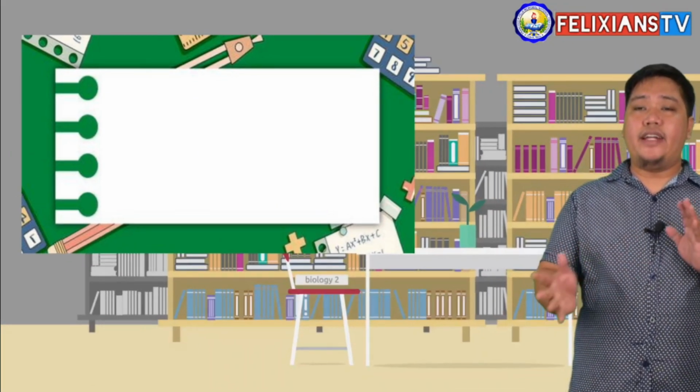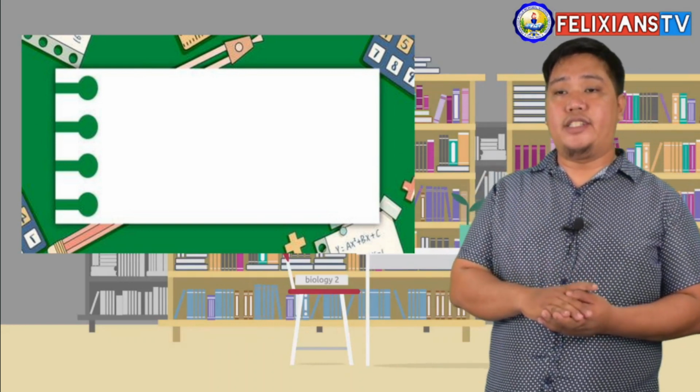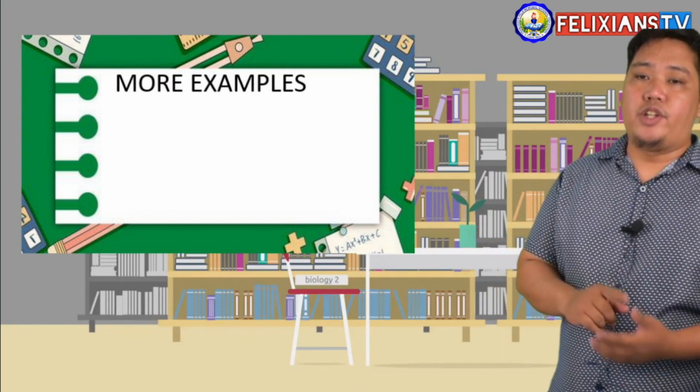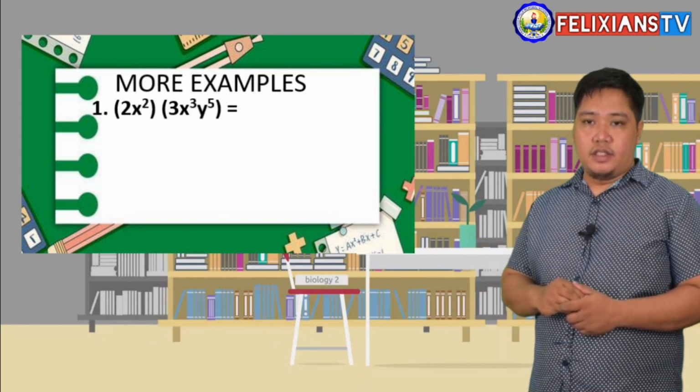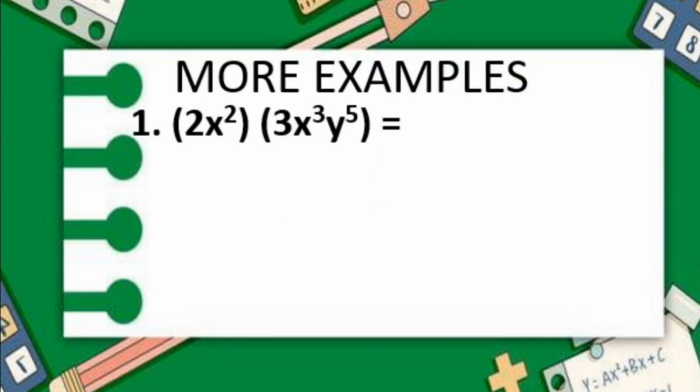Okay, so combining all the skills that we have discussed earlier, let us try some more examples. Okay? We will mix it up. So, number 1. 2x squared times 3x cubed y to the fifth. So in here, you've noticed that the first factor doesn't have a y. Meanwhile, the second factor has a y. So we'll just go on with the steps, shall we?